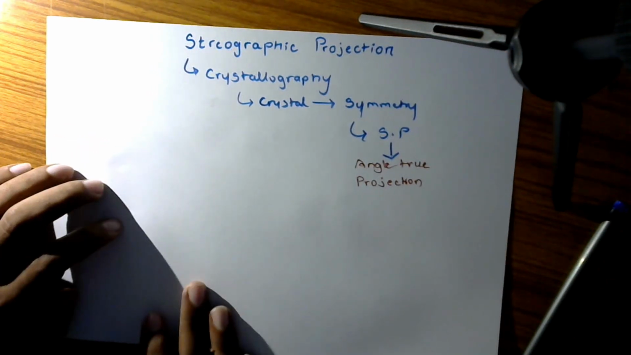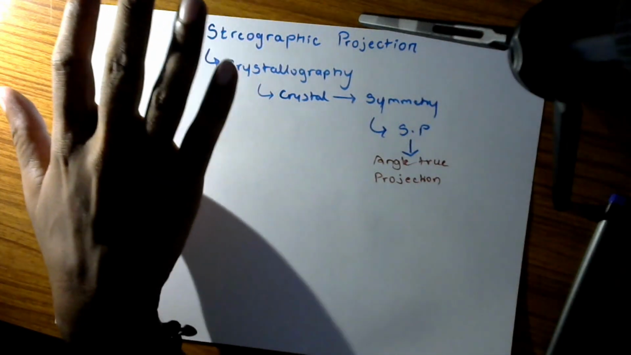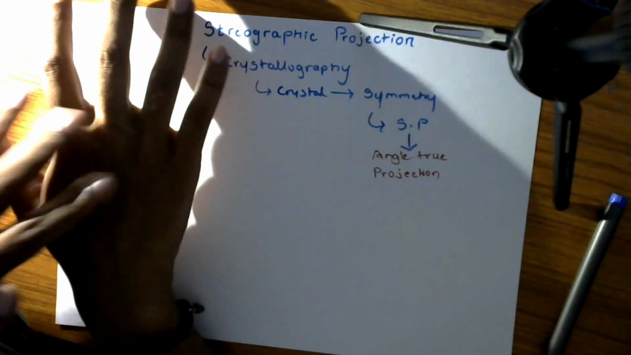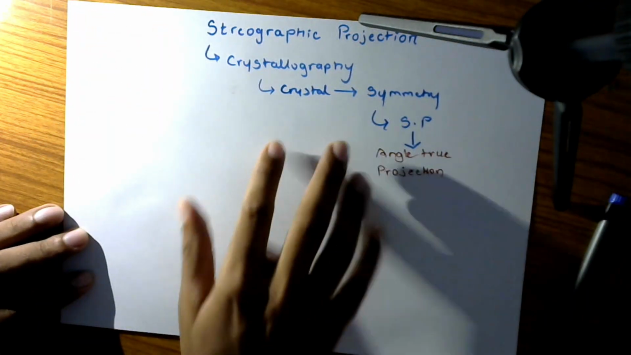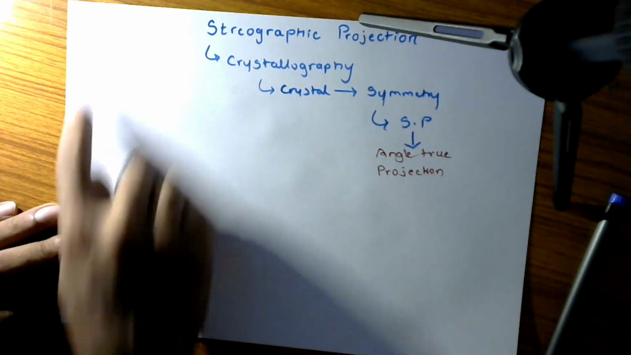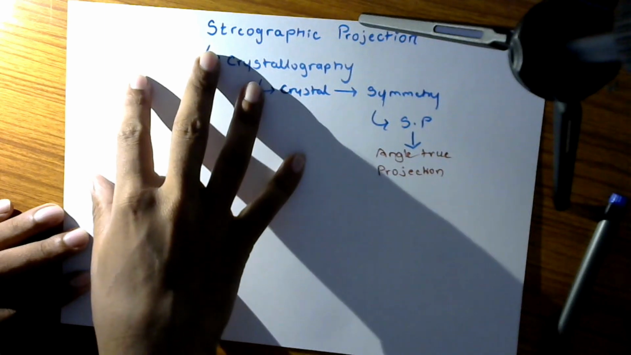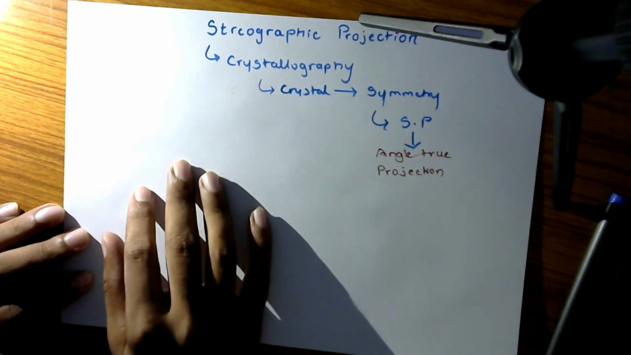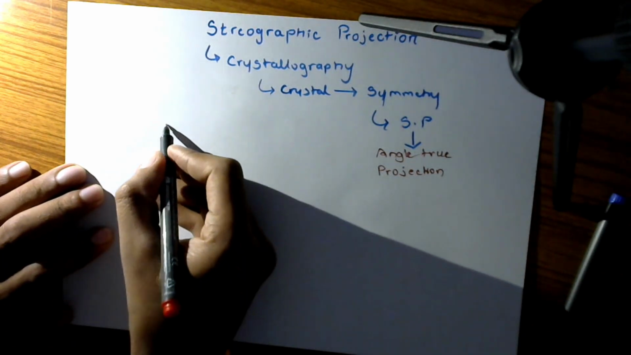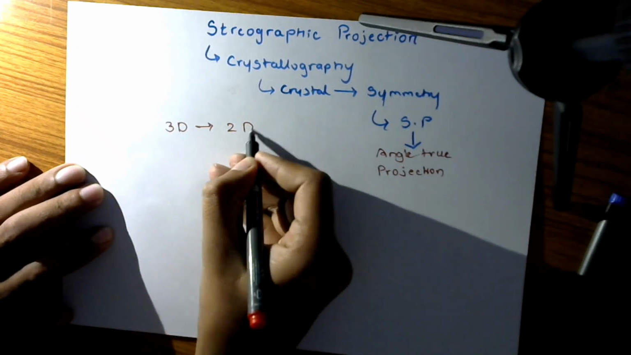Okay, so now what is stereographic projection? First of all, what is projection itself? Let us say this is my hand, and this light source is projecting my three-dimensional hand onto the screen. This shadow is projected upon this paper, which is two-dimensional. So my three-dimensional hand is projected as a 2D. This is what a typical projection will do. It will take us from three-dimensionality to 2D.